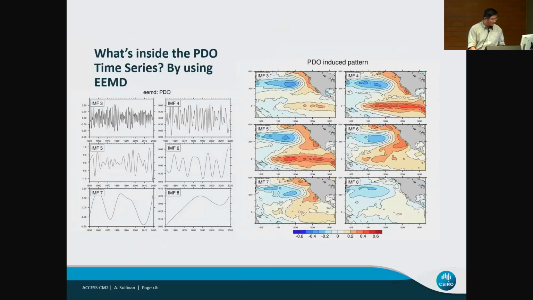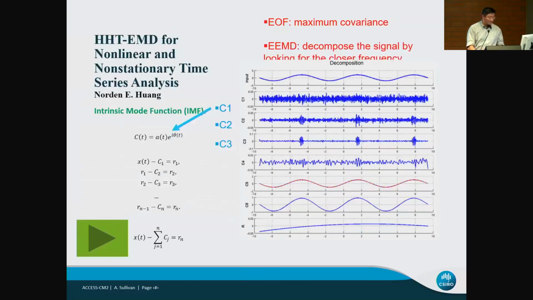Theta is a function of time. This is omega, the phase. No, it's not constant. It's a function of time.